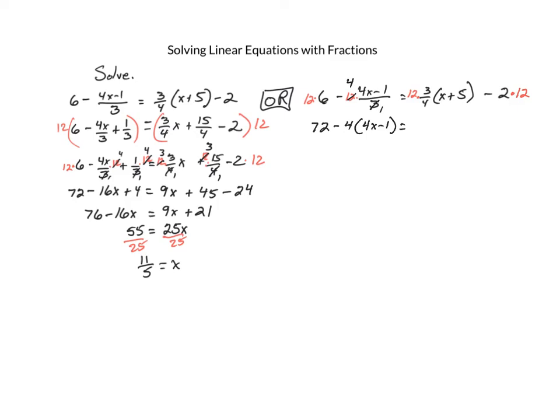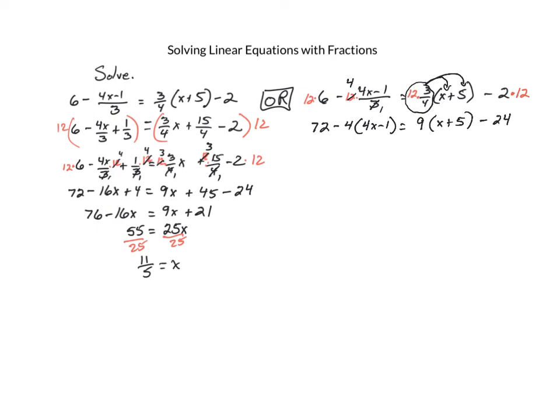Now, on the right-hand side, the 12 will be multiplied by the 3/4 right here. And when we multiply 12 by 3/4, we get 9. The 9 will then get distributed to the x plus 5. So in that way, the 12 does actually get applied to the x plus 5. That will happen on our next step.